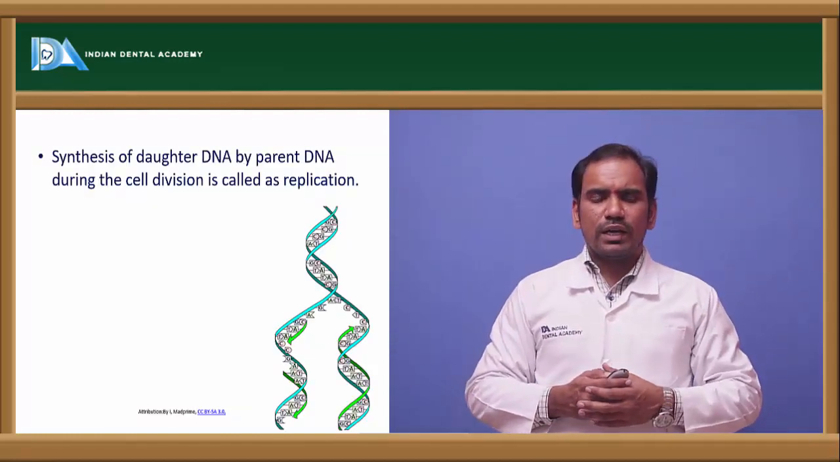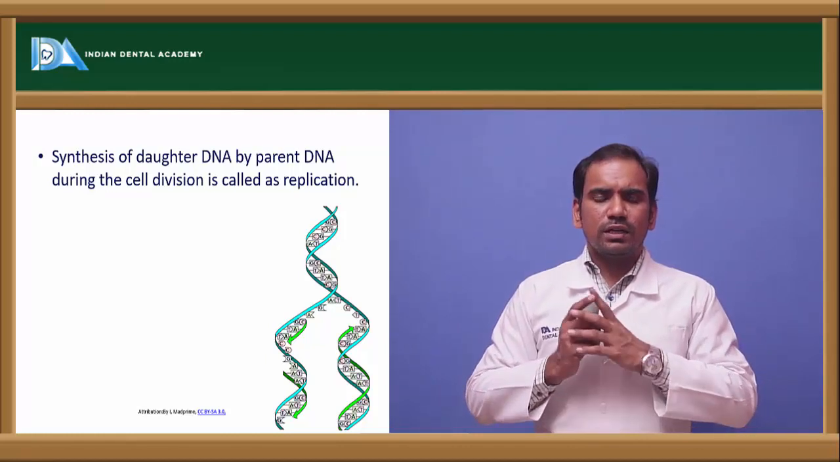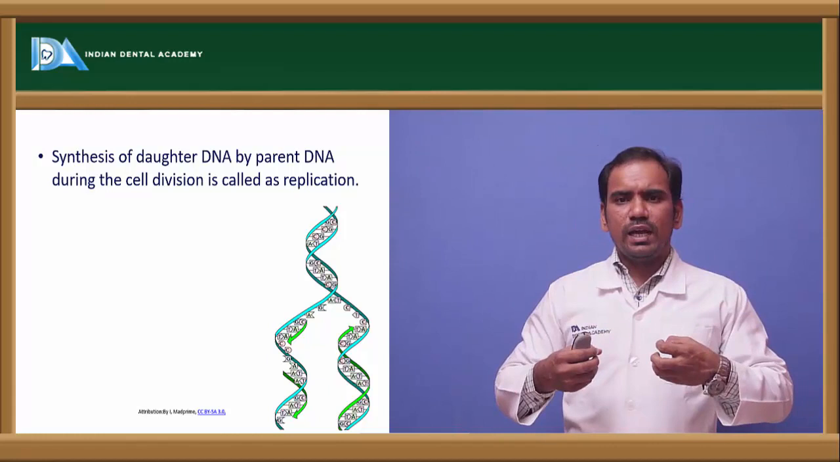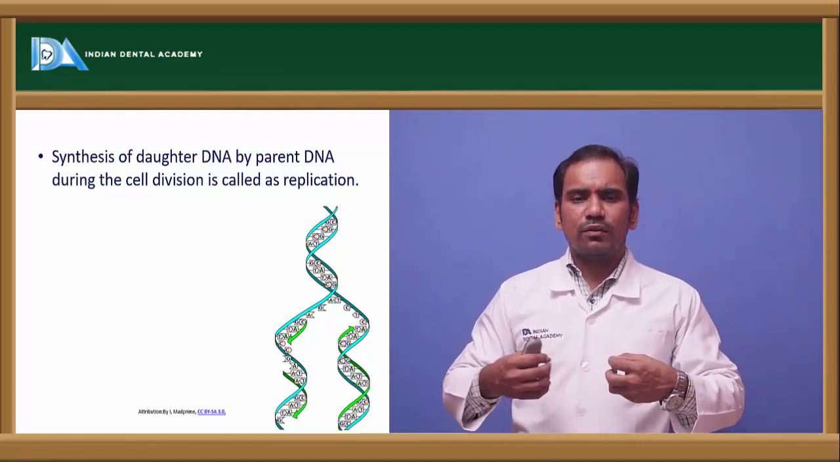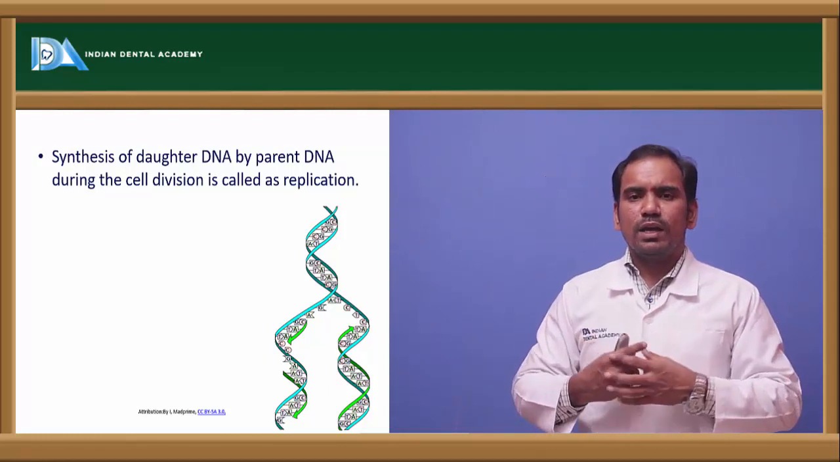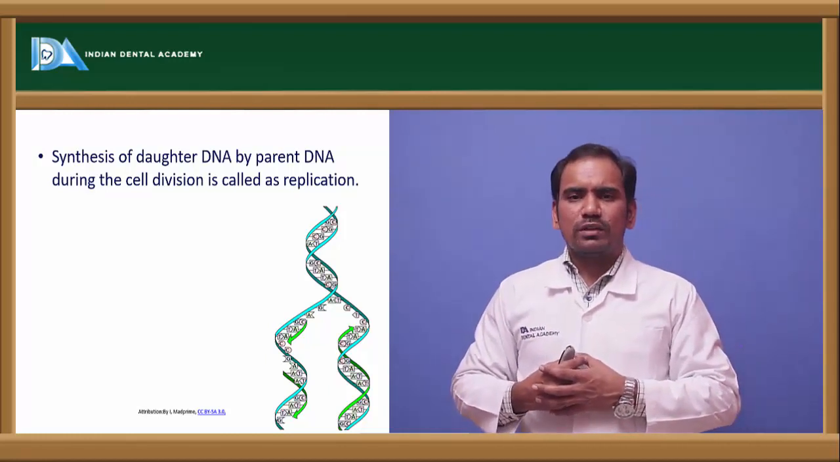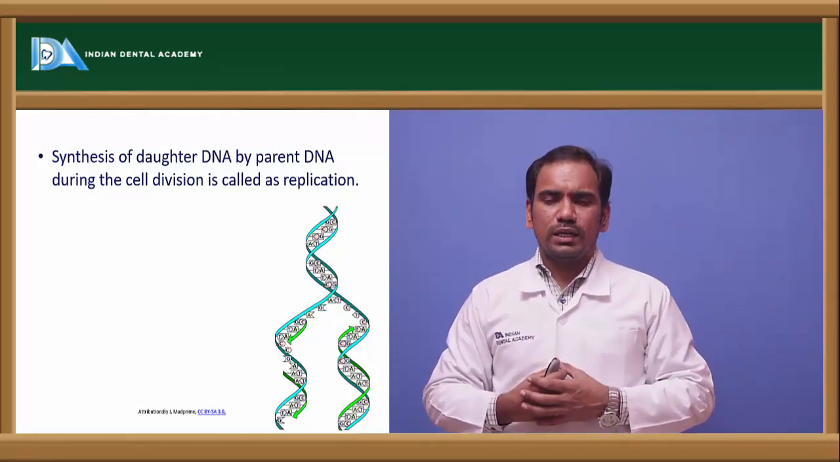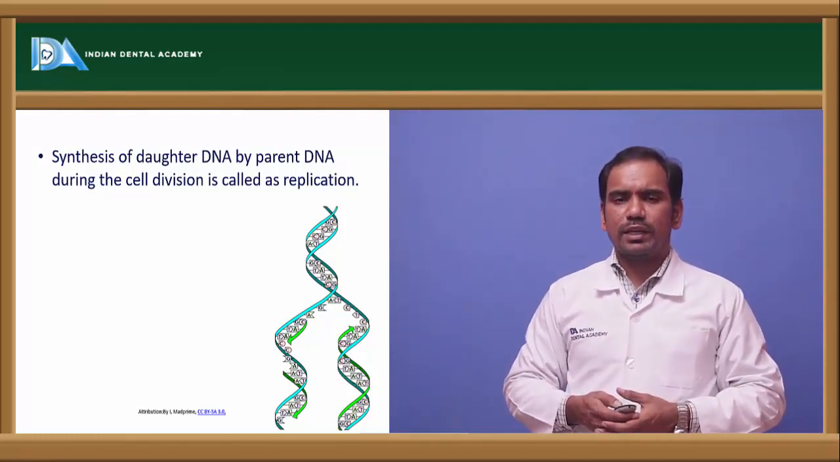So that's how we can define replication. When you see in the picture, we have a parent DNA. From that, each DNA acts as a template for the synthesis of new DNAs. So two new DNAs are synthesized from a single DNA. Whatever the information in the DNA is, that is copied into both the DNAs. So this is called replication.